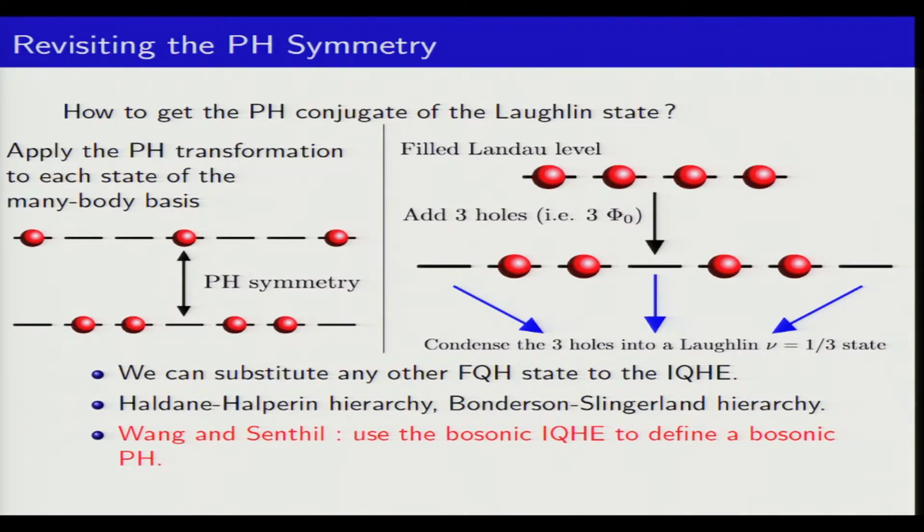Now, the recipe can be changed just by changing your input state. So instead of starting from a filled Landau level, from the integer quantum Hall effect, you can start from a Laughlin state, create quasi-hole excitations, and ask these excitations to form another Laughlin state. That's the Haldane-Halperin hierarchy. You can do that starting from non-abelian states. You get another hierarchy. And the idea by Wang and Senthil was to say, for a bosonic system, what we have to do is to substitute the integer quantum Hall effect, the one that we have for fermions, by the integer quantum Hall effect for bosons. And that's just a way to realize a particle-hole symmetry.